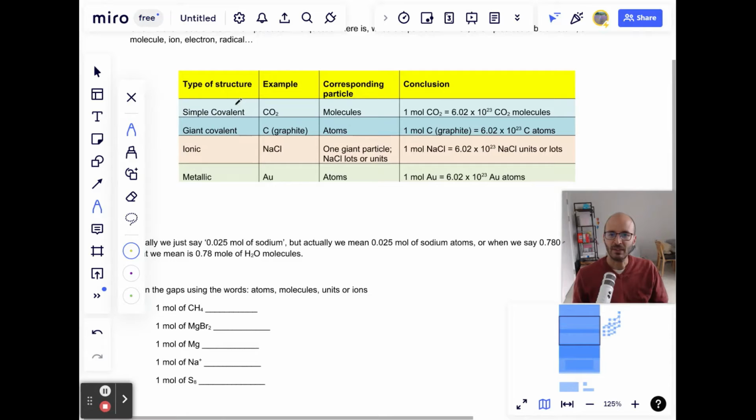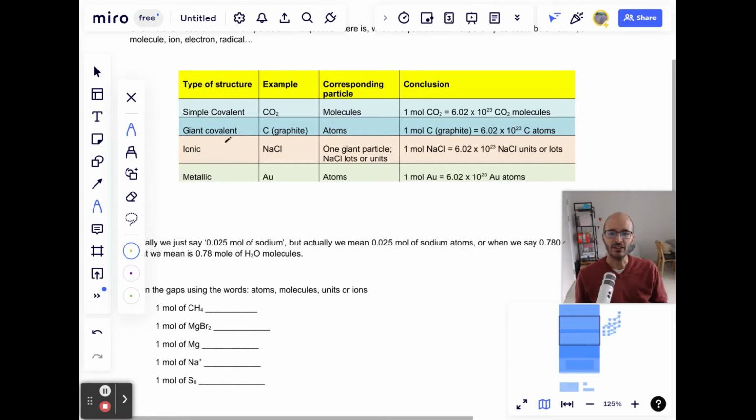Say that you have a simple covalent structure, so something between nonmetals, for example, CO2. Then the particle is molecule. For example, if you have 1 mole of CO2, you have this number of CO2 molecules. You couldn't say CO2 atoms. That wouldn't make sense. If you have a giant covalent structure, for example, graphite, diamond, silicon, then the particle is going to be atom.